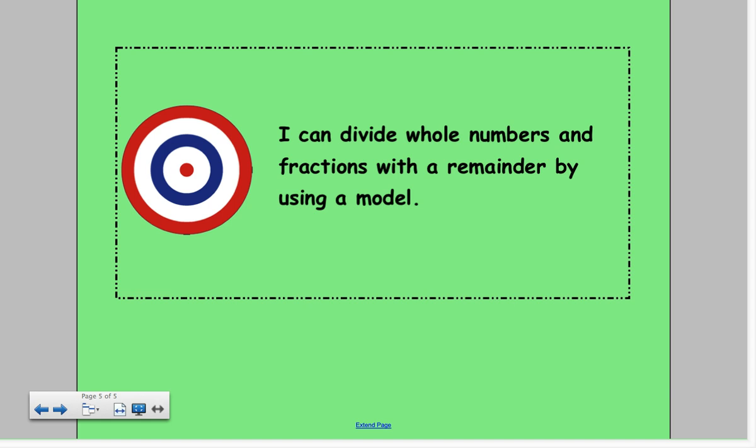All right, mathematicians, in this lesson we divided whole numbers and fractions with a remainder by using a model.